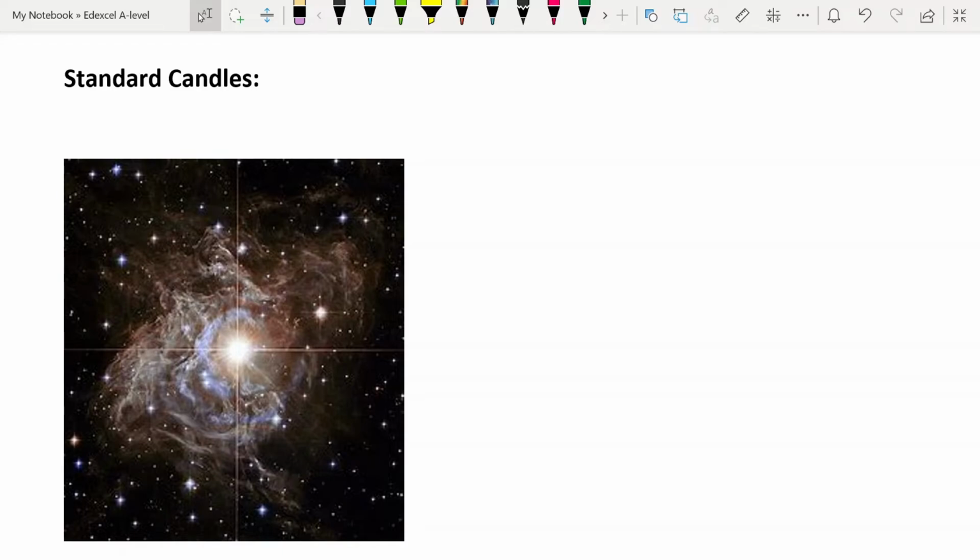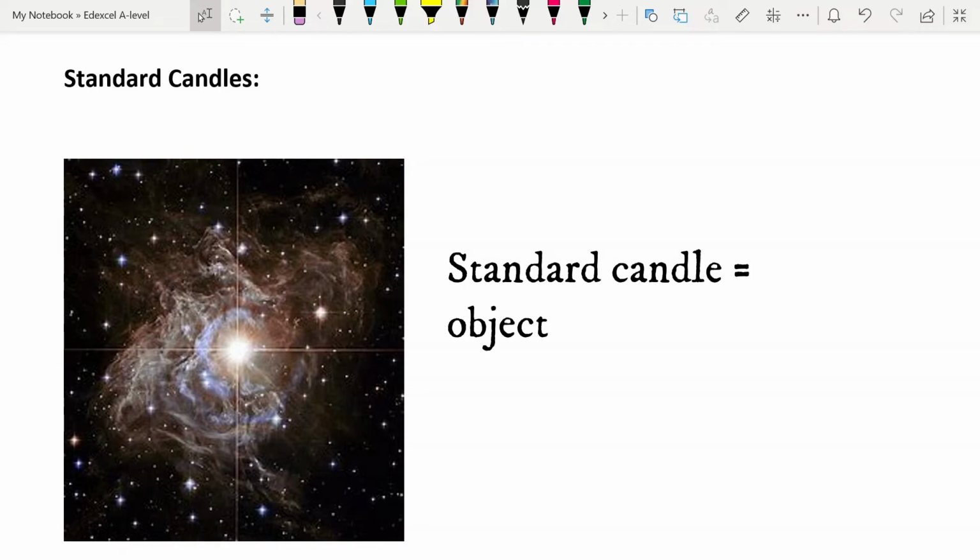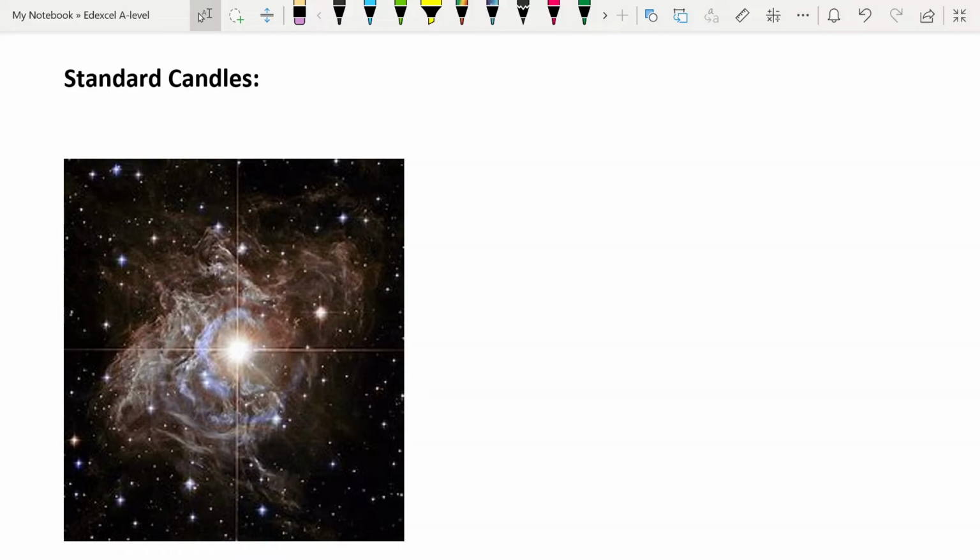Now, a standard candle, and you need to know this definition, is an object of known luminosity. No matter where it occurs in the universe, if you see one of these, you know what its luminosity is, and that's very powerful. The first of those is something that is called a Cepheid variable. Now, you don't need to know the details of these standard candles. You just need to know what a standard candle is and how they're used. But it is helpful because you'll see references to Cepheid variables, so it's nice if you know what they are.